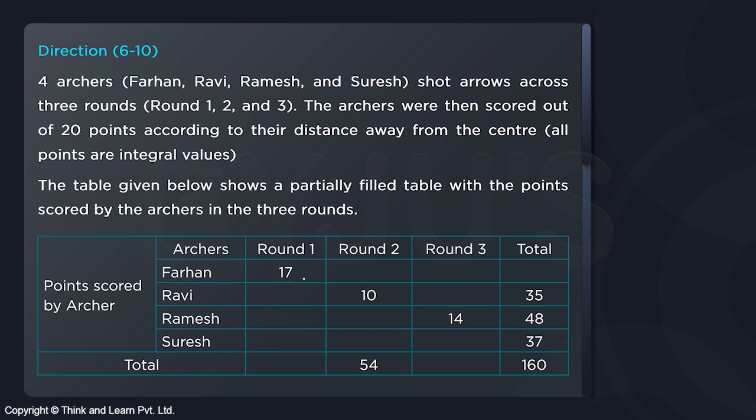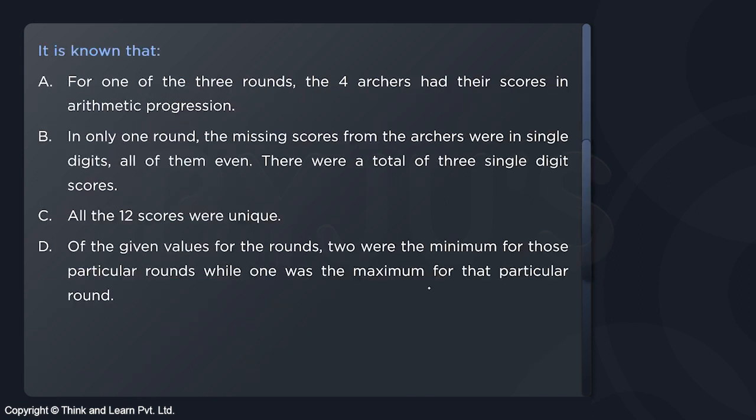in the three rounds. So Farhan scored 17 in round 1, Ravi scored 10 in round 2 and then Ramesh scored 14 in round 3. All other figures are missing. Some of the total scores are also given. After that, what is the more information?